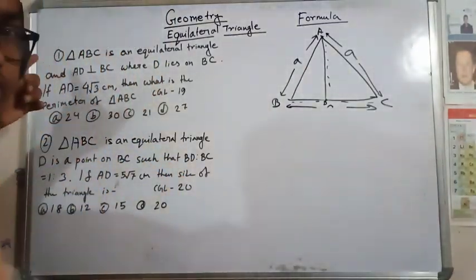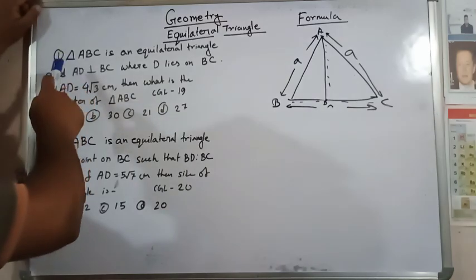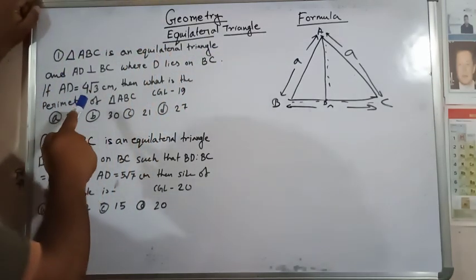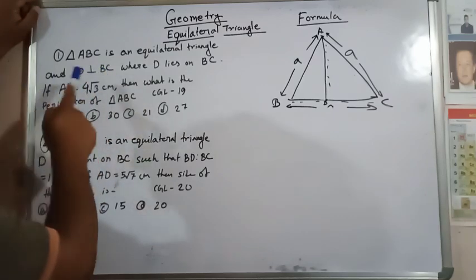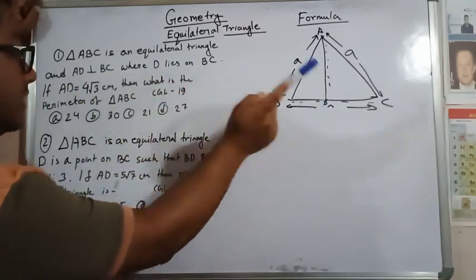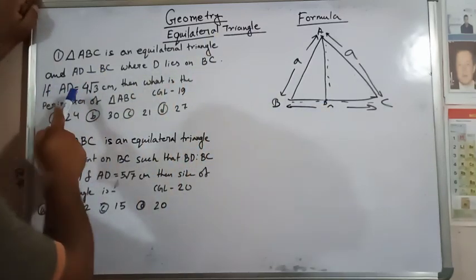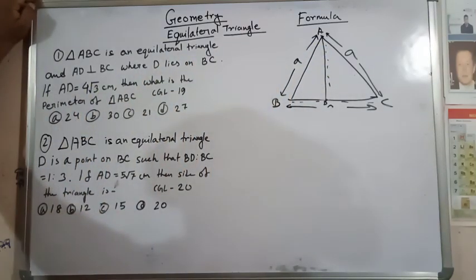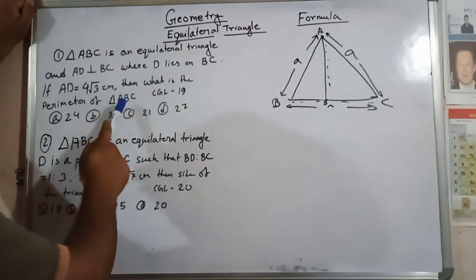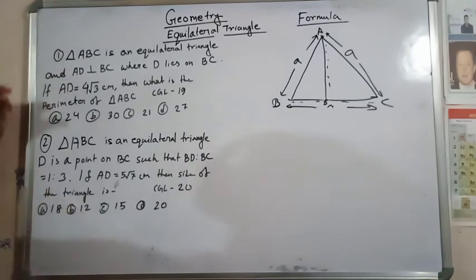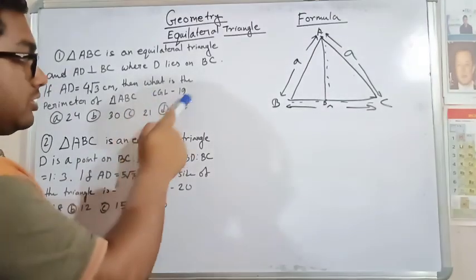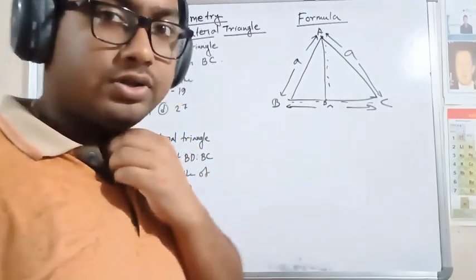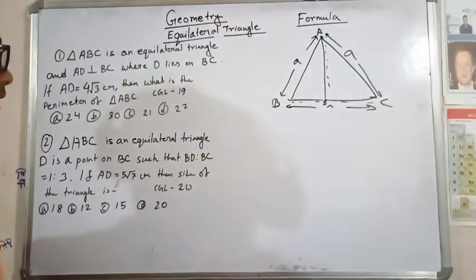So the first question is: triangle ABC is an equilateral triangle, and AD is perpendicular to BC, where D lies on BC. If AD is 4 root 3 centimeter, then what is the perimeter of triangle ABC? And this is from CGL 19. Okay, this is a previous year question, so very important and need to solve.